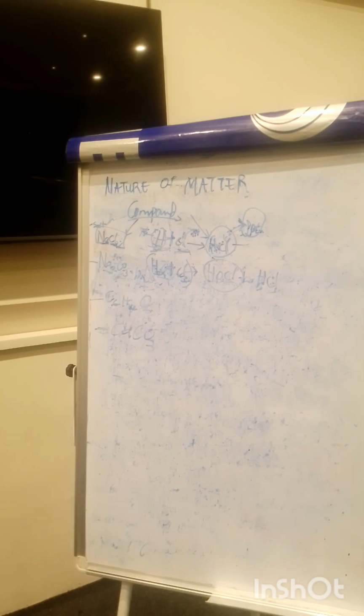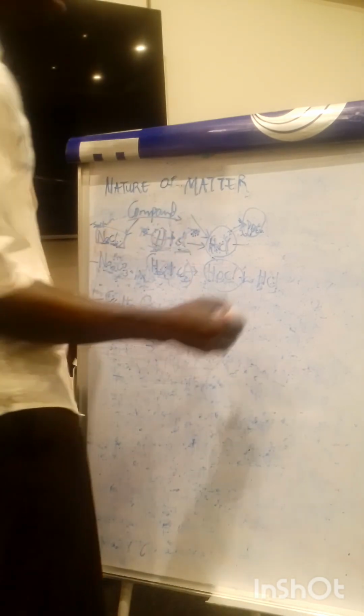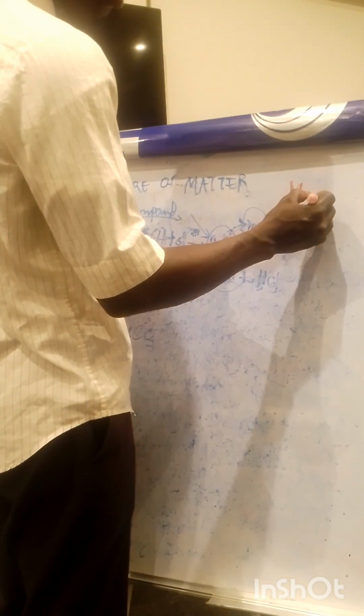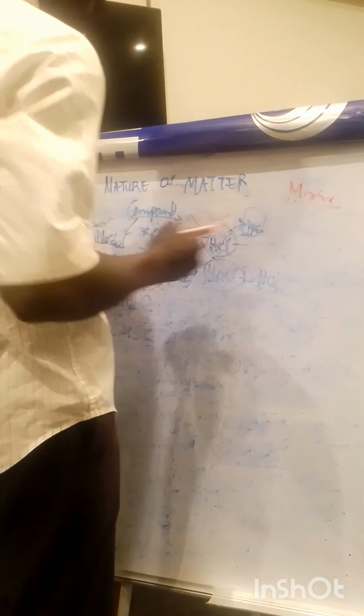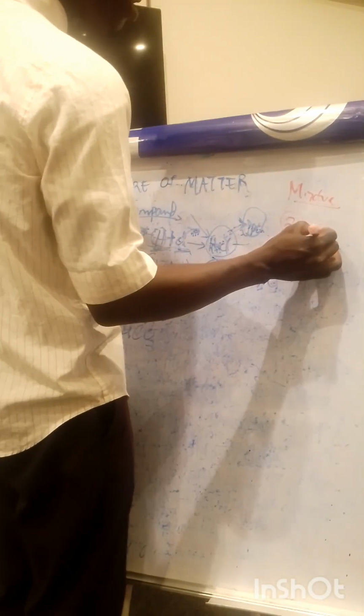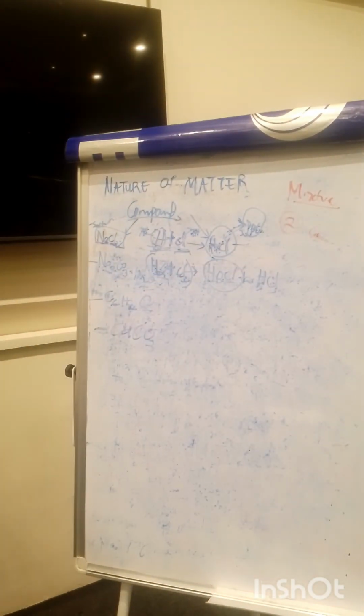So here, a mixture is a substance that contains two or more constituents that can be separated by physical methods. That's where our separation techniques are actually coming from. So mixtures, are you with me, would contain two or more constituents.